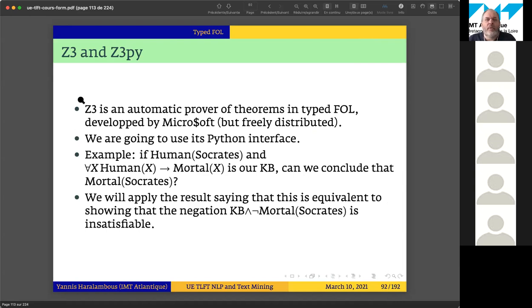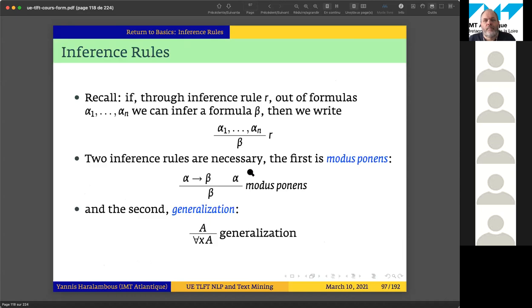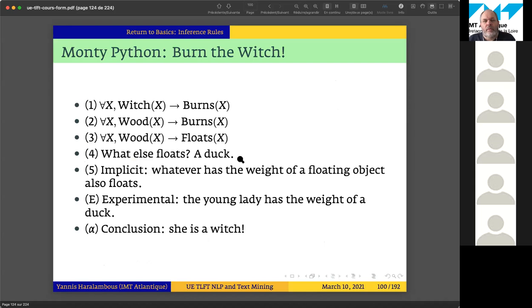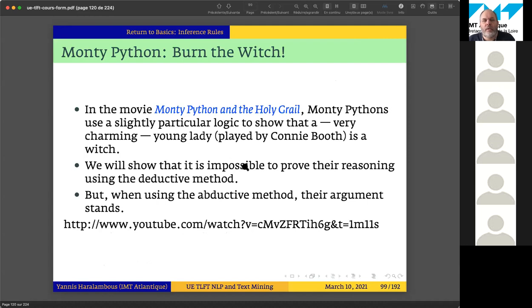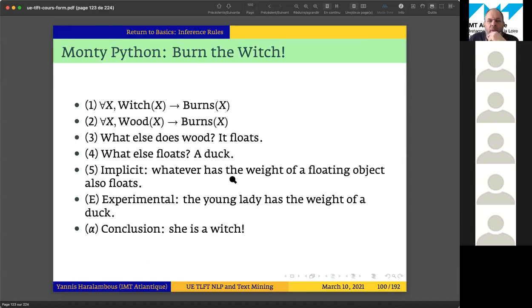So we did a lab on automatic theorem prover in typed logic. And this is something you can use for your software. And finally, we had some slides about playing around with inference rules. So this is just for encyclopedic knowledge, the fact that modus ponens, modus tollens are important, but we can always imagine other rules and obtain weird results.